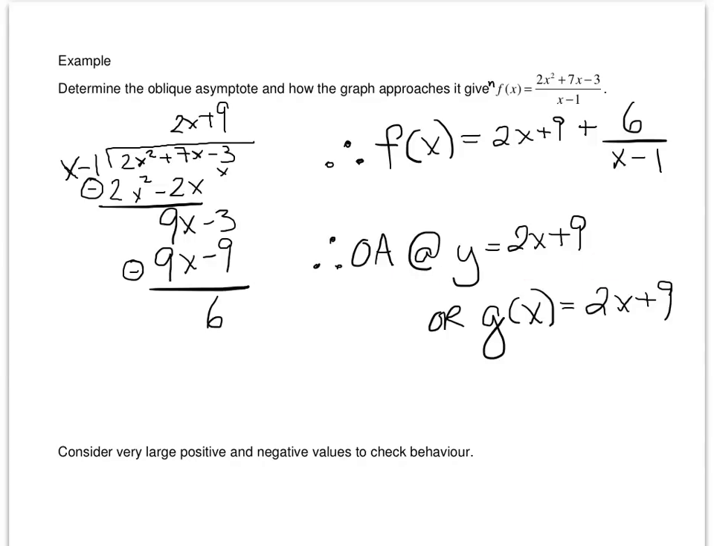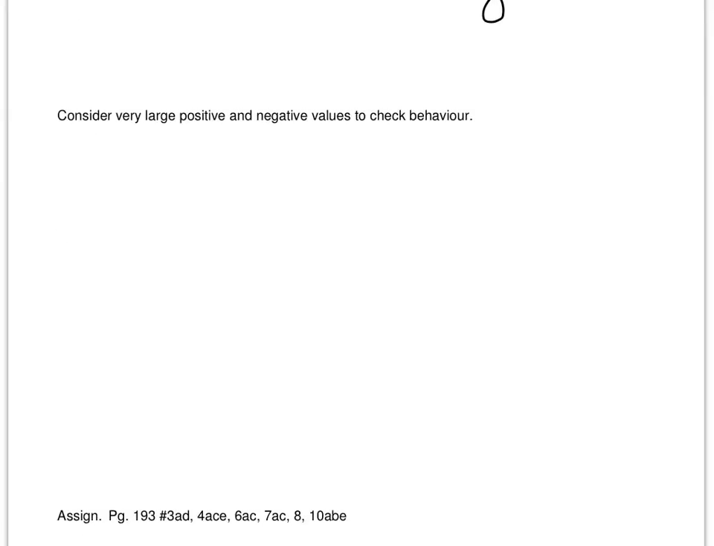We're going to do it in function notation because it'll make the next part a little easier, to do the comparison to find out how it behaves at the asymptote. So I just made g of x, couldn't use f of x since that function notation was already used, equal to 2x plus 9. So scrolling on down, we got the oblique asymptote.